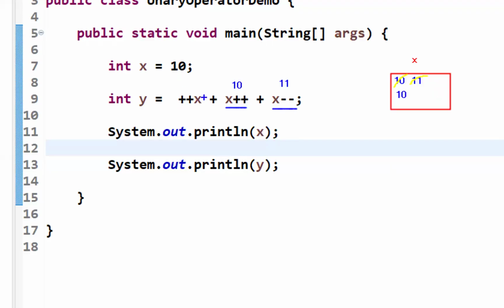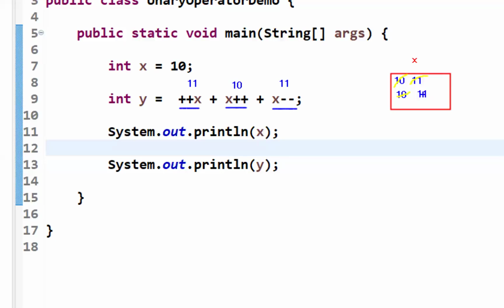Now we have ++x. This is called pre-increment. Pre-increment means increment the value before use. Before use, increment the value. If you increment the value again, it becomes how much? 11. Then use the 11 here. Am I right, folks? Now tell me what's the current value of x?